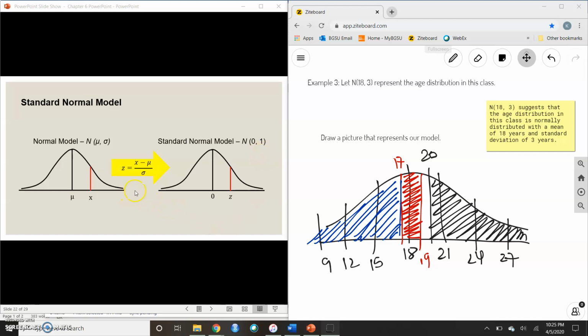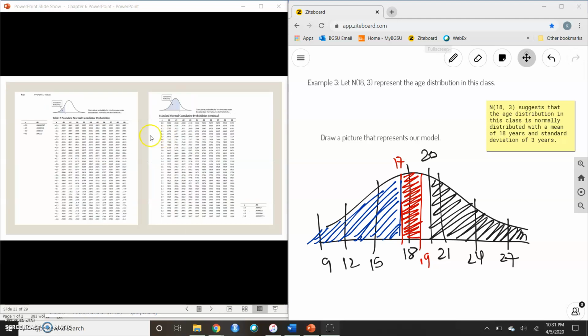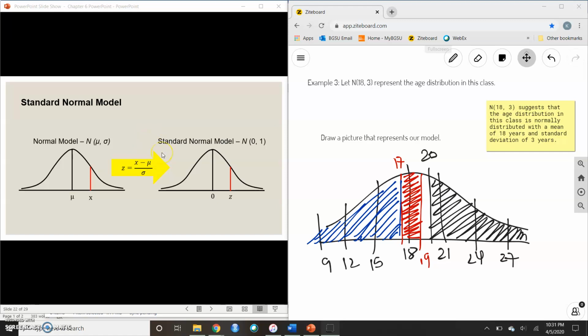And in order to make that transformation, we use the z-score transformation. This z-score formula right here is basically the same thing as we did in chapter 3, except now instead of using x bar, we use mu. Instead of using little s, we use the sigma symbol. So again, in order to go from a normal model into a standard normal model, we need to implement a z-score transformation. Okay, so after you make that transformation, you're going to get a z-score.